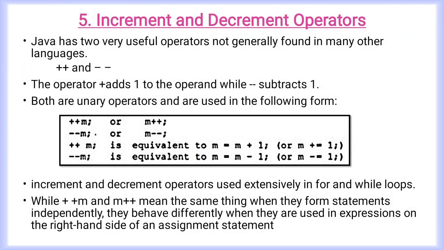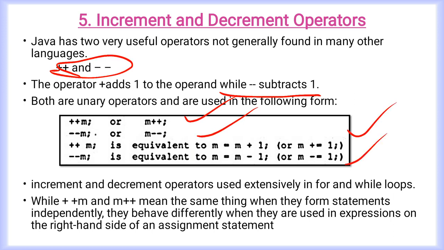So next are the increment and decrement operators. Java has two very useful operators: plus plus and minus minus. The operator plus plus adds 1 to the operand while minus minus subtracts 1. If we give plus plus, 1 is added; with minus minus, 1 is subtracted. You can write plus plus m or m plus plus, minus minus m or m minus minus. Plus plus m is equivalent to m is equal to m plus 1, minus minus m is equivalent to m is equal to m minus 1. Increment and decrement operators are used extensively in for and while loops.